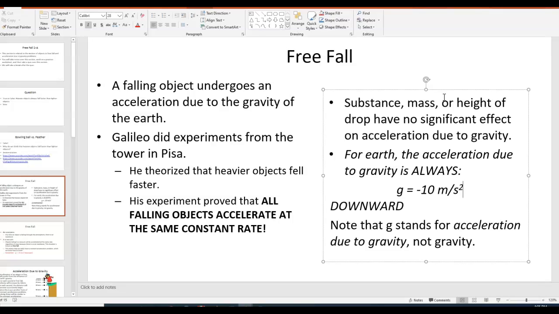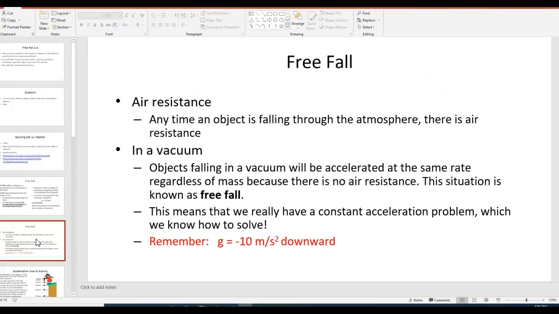And so -10 is just the number we're going to use in this class just to make the math easier. Now, the 10 meters per second squared means if you drop an object, its velocity changes by 10 meters per second each second. The negative sign means that the velocity is going to decrease in the negative direction. Okay, so that's why that negative sign is there. Now remember, g is the acceleration due to gravity, not gravity. Okay, we talked about this before.